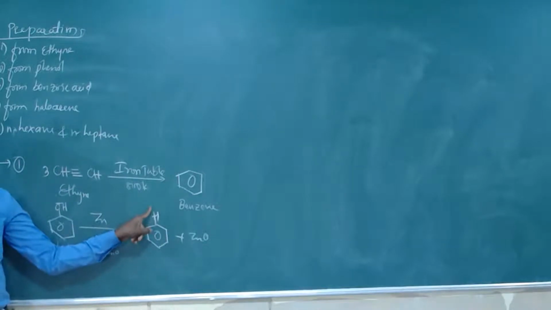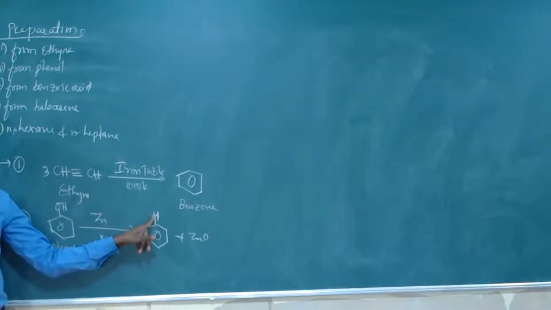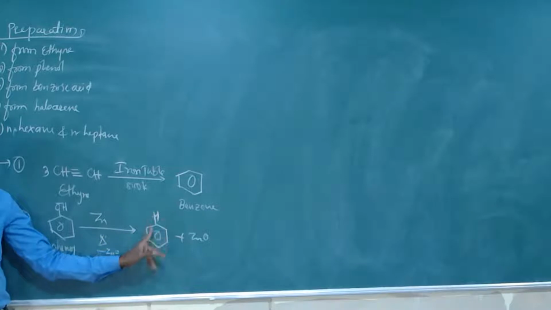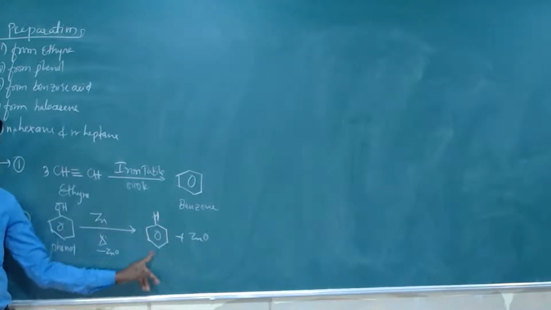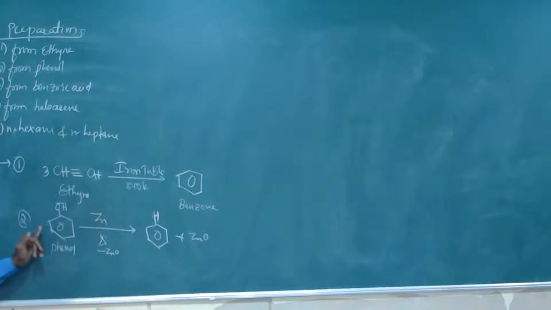Benzene, hydrogen is not shown here, but it is understood. So he only shows that the hydrogen is not attached at this position. Even if you do not write this, it is understood because all the carbon atoms in benzene contain one more hydrogen. So this is the preparation of benzene from phenol. Reduction of phenol gives benzene.